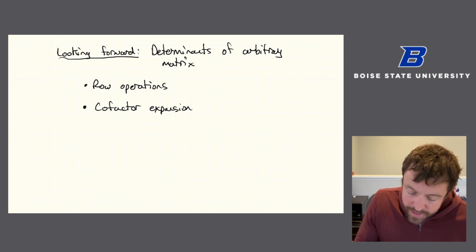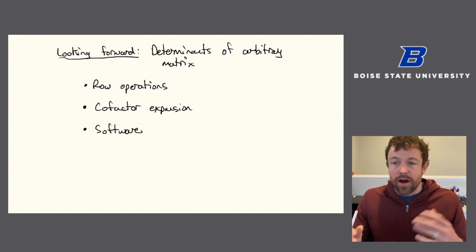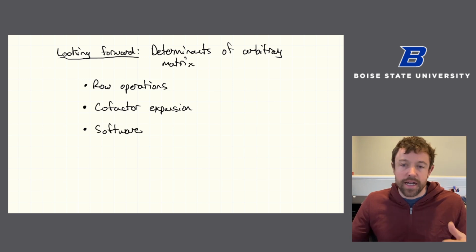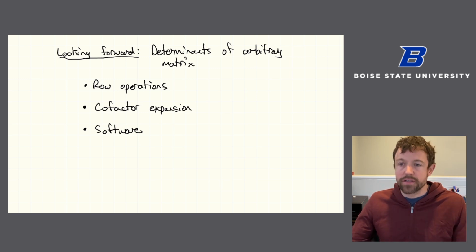And then finally, and this is obvious once it's written down, we have computers, right? So determinants are complicated enough that it's actually very common and often the right choice just to enter your matrix into software and have the software calculate the determinant. So that's what we'll look at going forward.